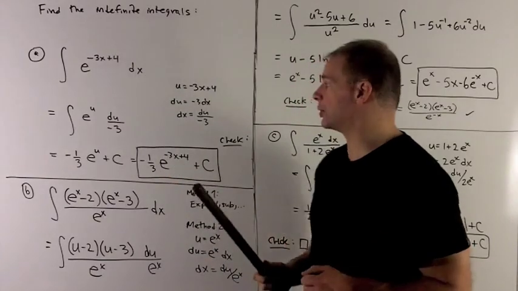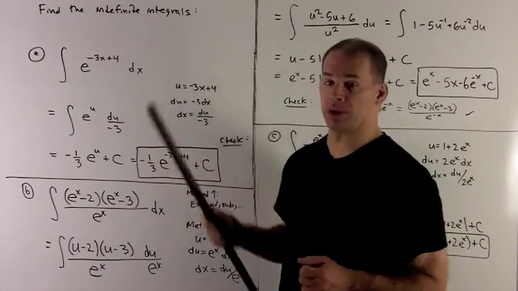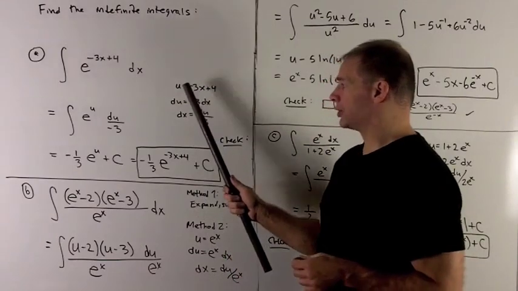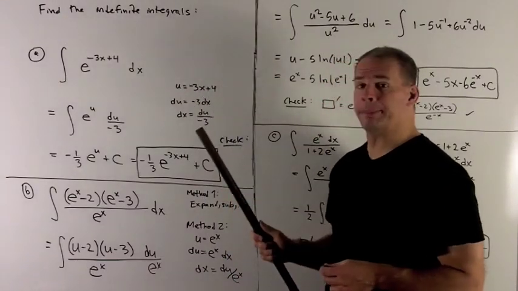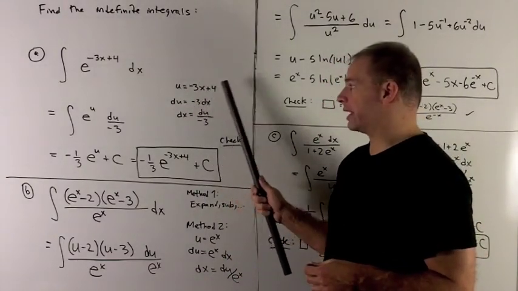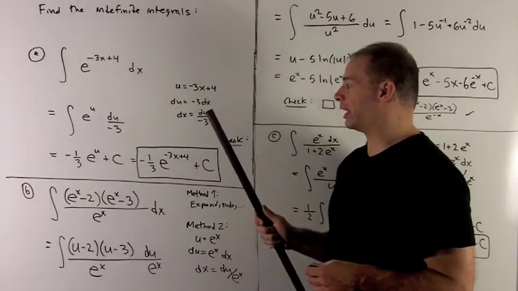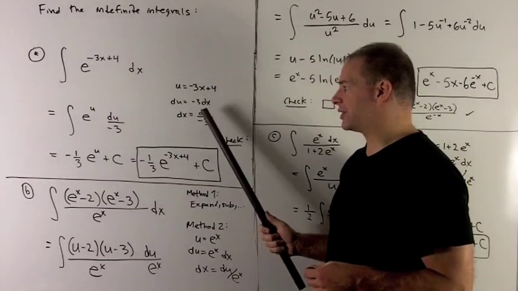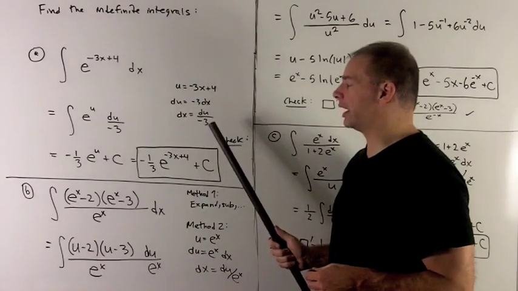So we have a u substitution. The minus 3x plus 4 is the inside. So u equals minus 3x plus 4. du equals the derivative of this times dx, so that's minus 3. And then I have dx equals du over minus 3.